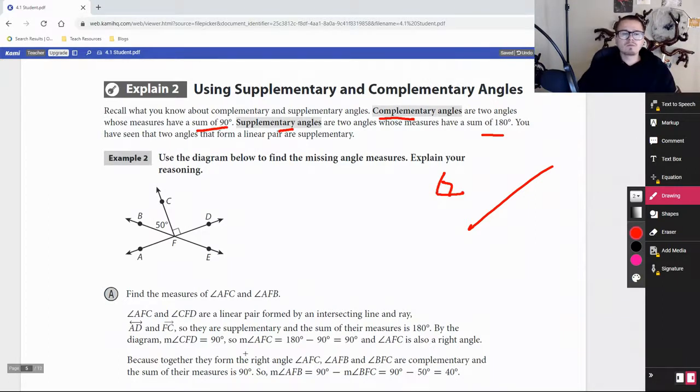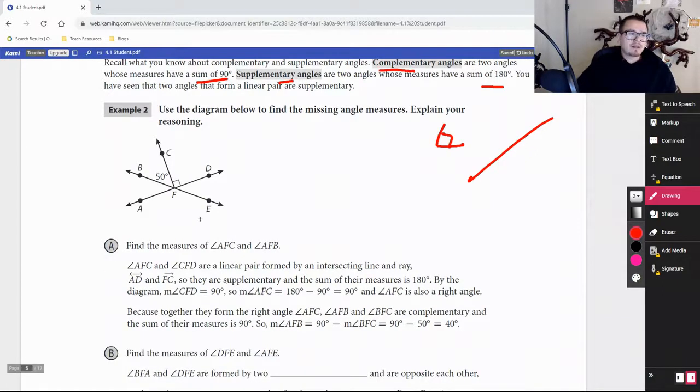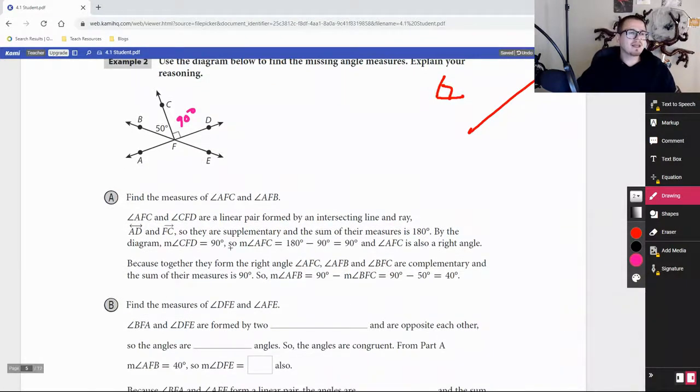So we have a diagram here, and you're going to see how all this kind of blends together. We know that this angle measure right here is 90 degrees. We also know that this angle measure right there, BFC, is 50 degrees. We don't know this one, this one, or this one. So we have to take an inventory of what we know and then figure out what we don't. So let's read through what they say. Find the angle measures AFC.